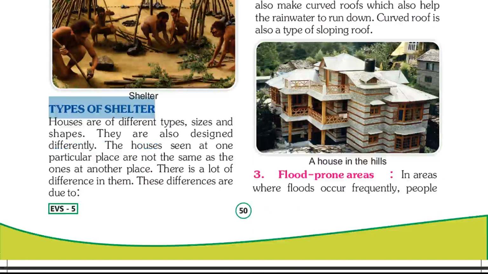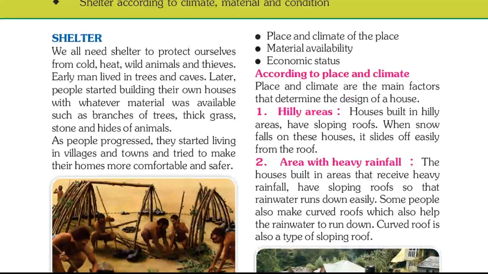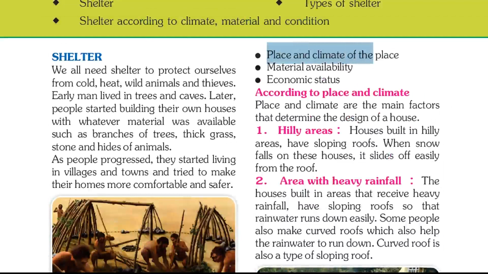Types of shelter. Houses are of different types, sizes and shapes. They are also designed differently. The houses seen at one particular place are not the same as the ones at another place. There is a lot of difference in them. These differences are due to place and climate of the place, material availability, economic status.